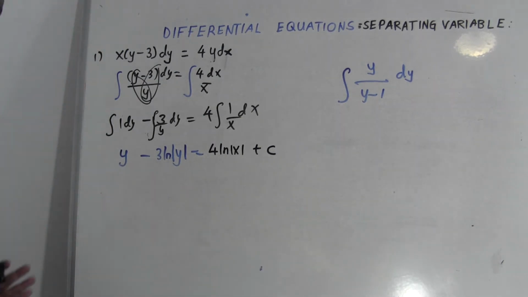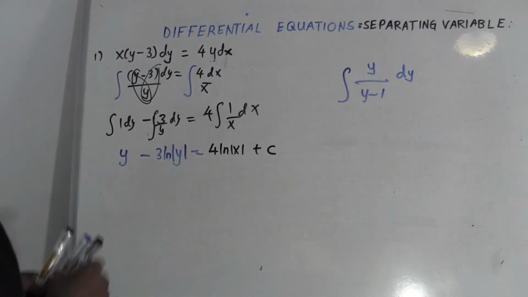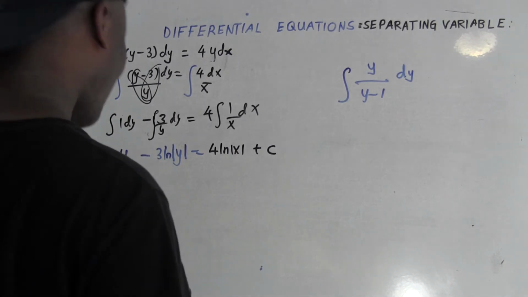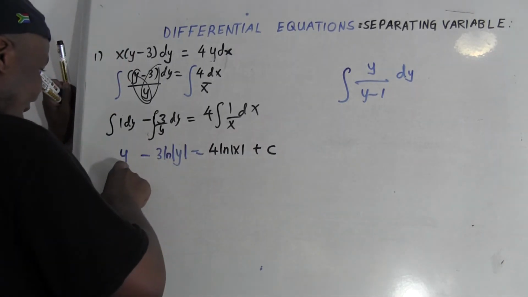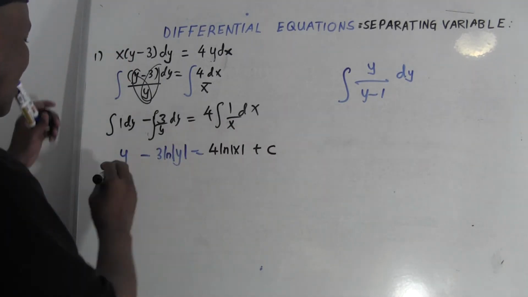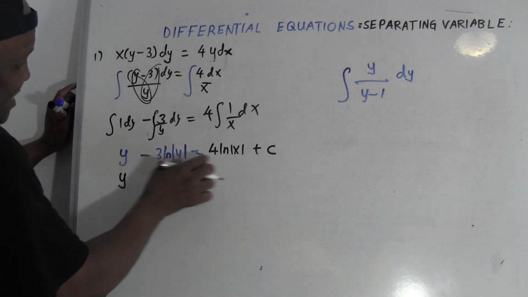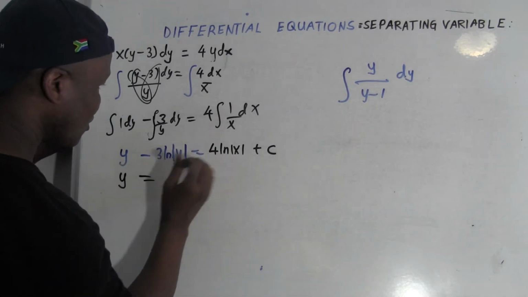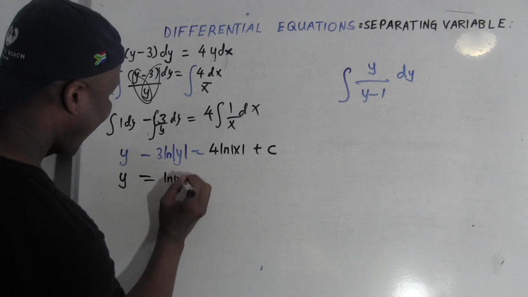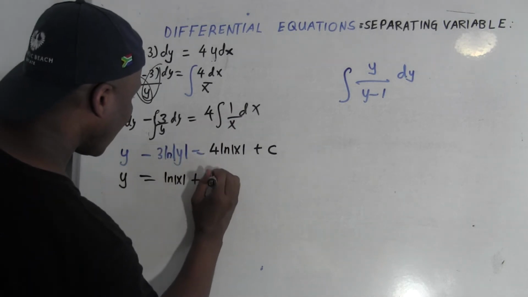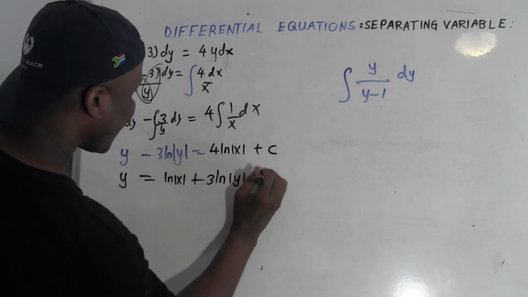And the equation is over. But look, I'm not going to leave my answer like that. What I'm going to do, I'll take c to the left, and I'll take this over. So y equals ln of x absolute, plus 3 ln of y, and then plus c.